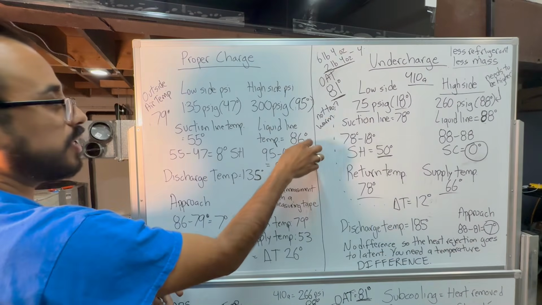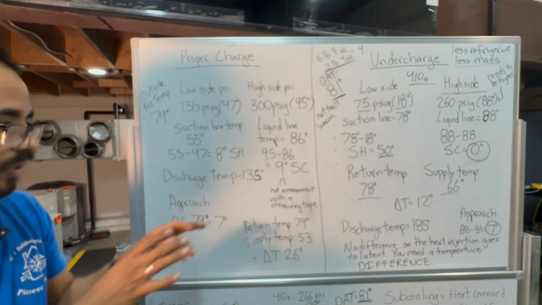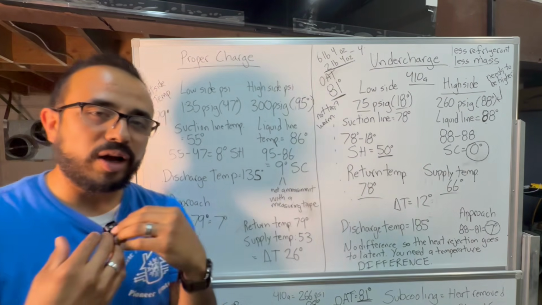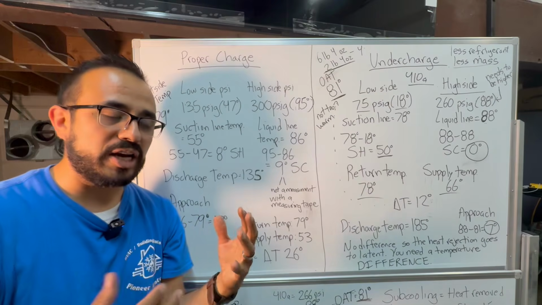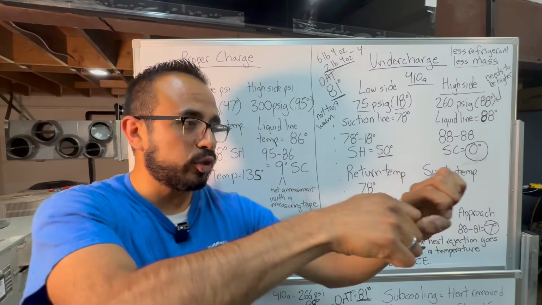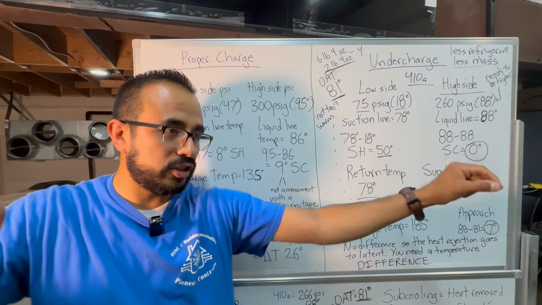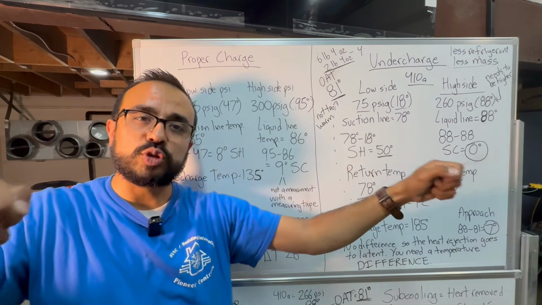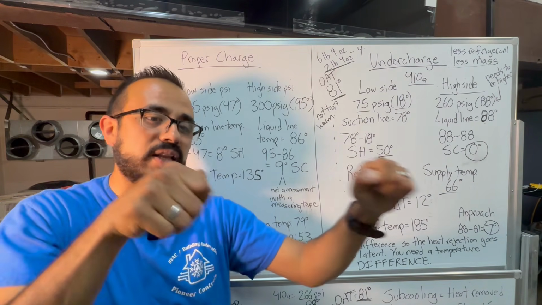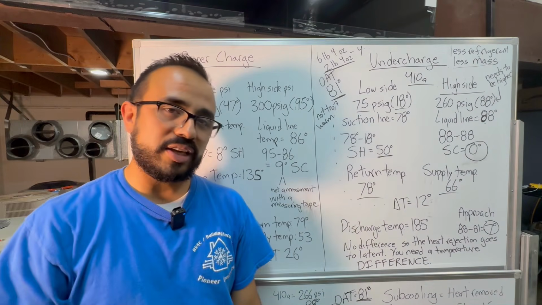So 95 minus 86, I have 9 degrees of subcooling. Now, I put right here, not a measurement with the measuring tape. I was under the impression at first that the higher the number, that means that I can measure it 20 inches. And I thought, you know what? This is 20 inches. This is the number 20. This is where it comes from. So if it's 9 inches, so that's liquid.